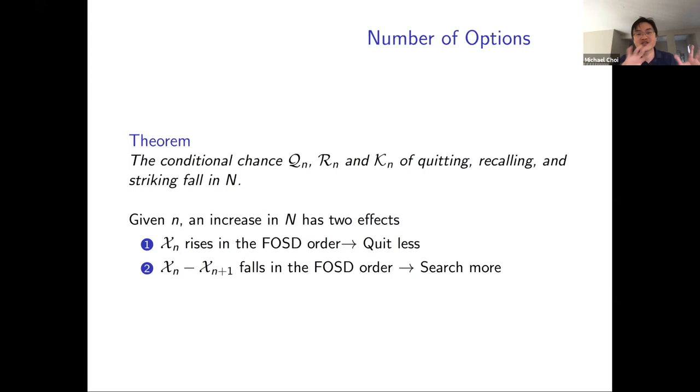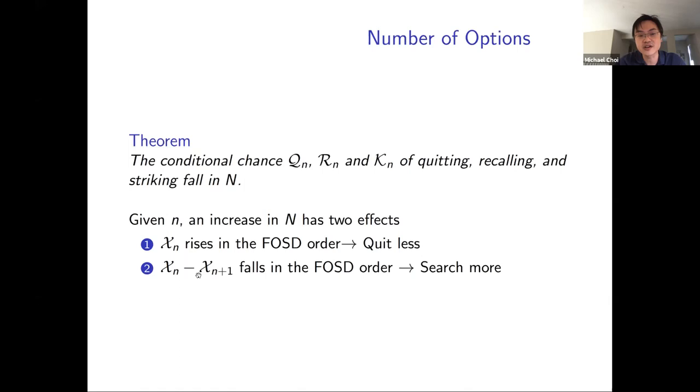In particular, there are two effects as you increase the number of options. First, the known factor increases in the first order sense, because you have more options now, so the order statistic naturally goes up. So you are less likely to quit, that's easy. Also, if you increase the number of options, the gaps between the order statistics are going to be narrower. These are random variables, but they're going to be narrower in the stochastic sense. So the option is going to fall slower over time, so you search longer. The second point again depends on log concavity. If you have a log convex distribution, you get the opposite.